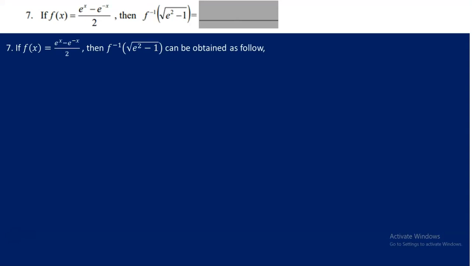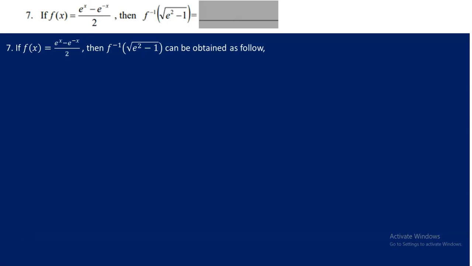What follows next is the last question under the fill in the blank items, which says if f of x is given by e to the power of x minus e to the power of minus x, over 2, you are asked to find the inverse of this one, square root of e squared minus 1. So for this, you have to recall the concept of the inverse of a function, okay?